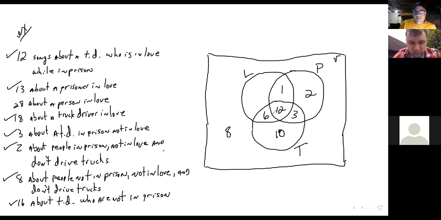28 about a person in love, and that is inside the set L. And I know 3 of the 4. So 6 and 1 is 7 plus 12 is 19. And so if that's 19, 28 minus 19 would be what, 9? 28 minus, what did we just say? 19. And that would be 9. And I have all my regions accounted for. Questions on this one?